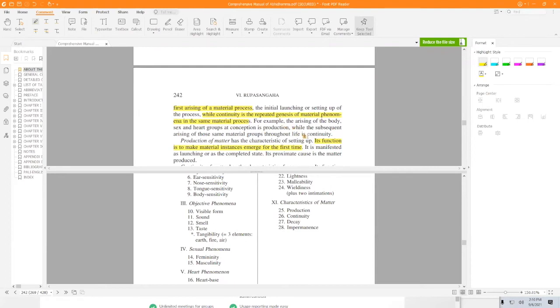Or to take an example from inorganic matter, let us say you have a candle, then you light the wick of the candle. So the first arising of the flame would be production. And then the flame is always consuming a new piece of the wick, new particles of the wax. So that would be the continuity in the case of the flame. New material phenomena are constantly being produced, but in a continuous process, each succeeding the other.